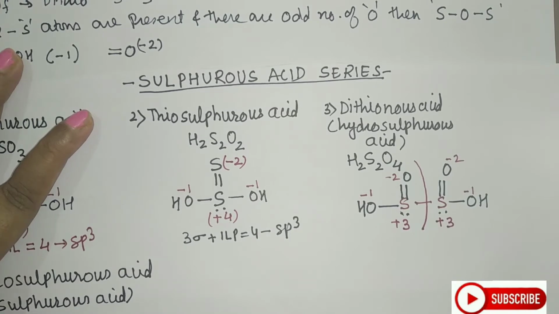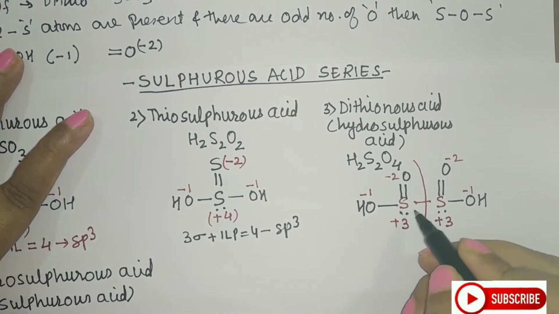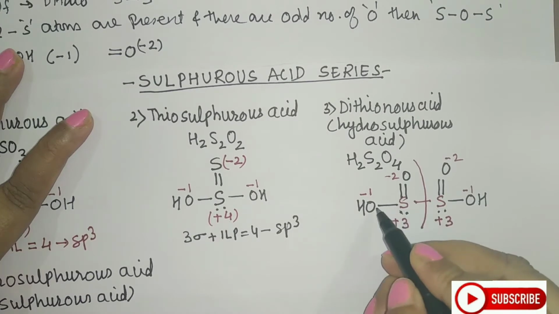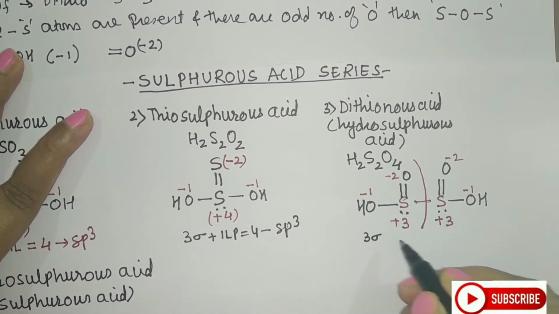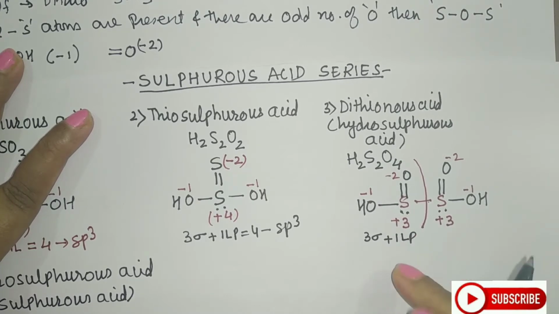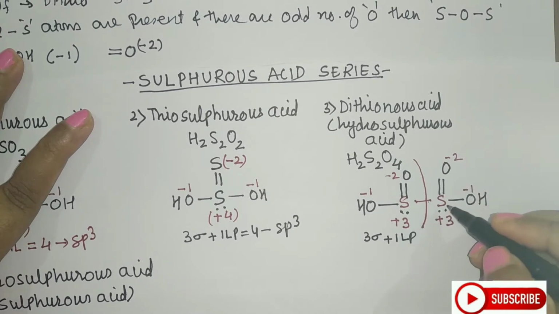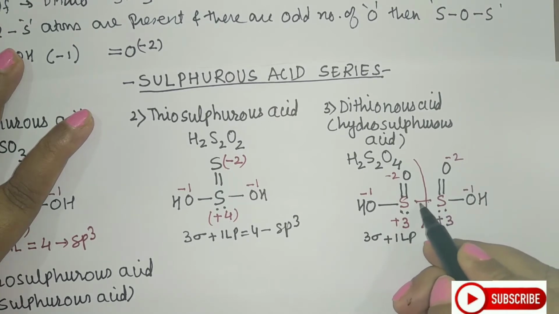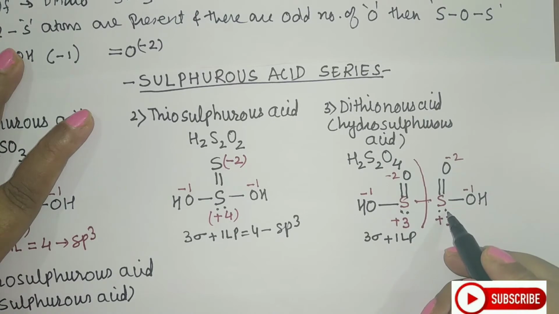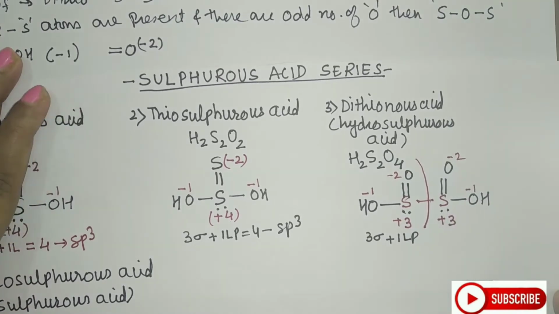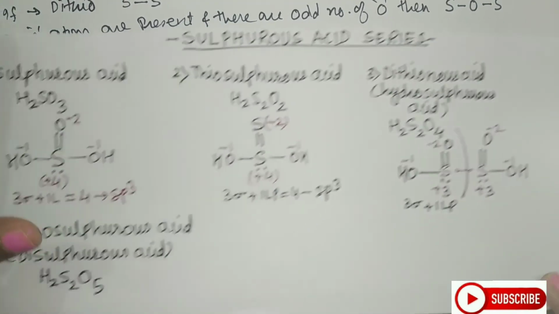Now students, to assign the hybridization, on this sulfur atom, if I see 1, 2 and 3, so there are 3 sigma bonds plus 1 lone pair, and therefore again it will undergo sp3 hybridization, and the same will be here. So this bond is counted in common for both the sulfurs. So this is 1, 2, 3, 3 plus 1 lone pair is 4. Again this will also undergo sp3 hybridization. So this is the structure for dithionous acid.